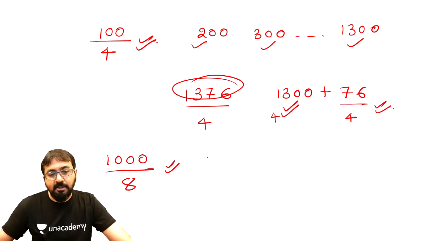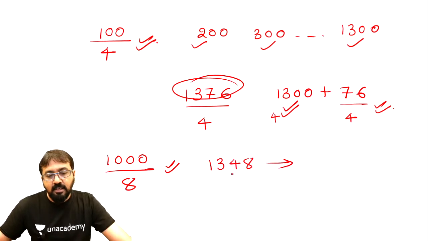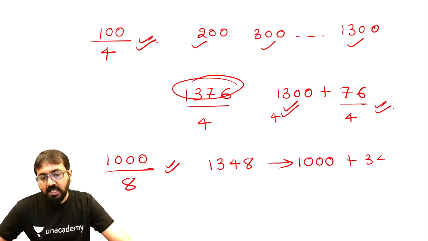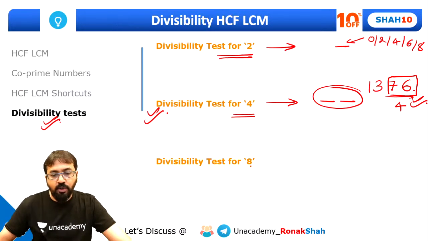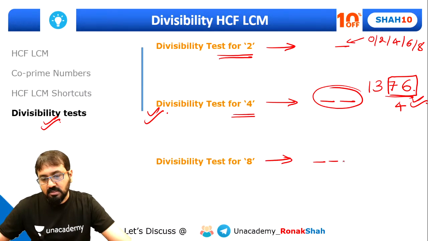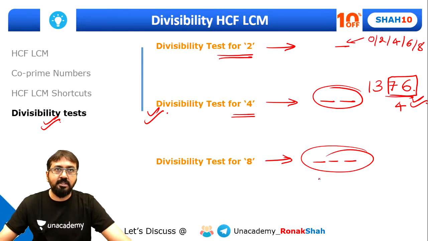So for example, if I give you a number like 1348, is it divisible by 8? What you will think is 1348 is nothing but 1000 plus 348. Now 1000 is definitely divisible by 8, so you just need to check whether 348 is divisible by 8 or not. So what is the test for 8? Check the last 3 digits. For 8, check the last 3 digits.